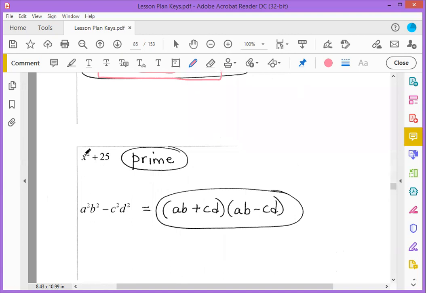Now, although in this next example we see perfect square numbers, we don't have a minus in between those two terms. It's a plus sign. So we couldn't factor using that special case, that a plus b and a minus b format. This cannot be factored any further, so we write it as being prime.